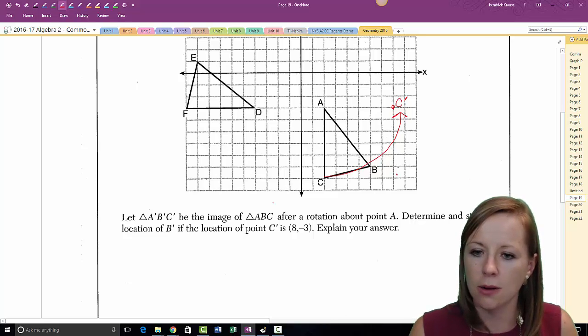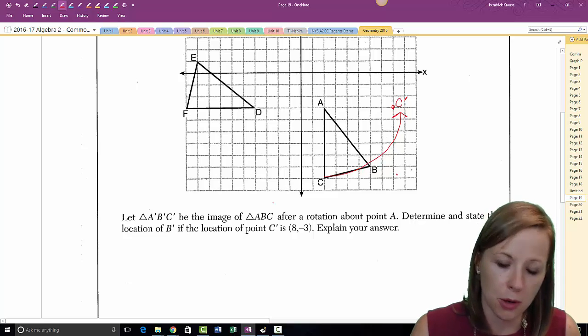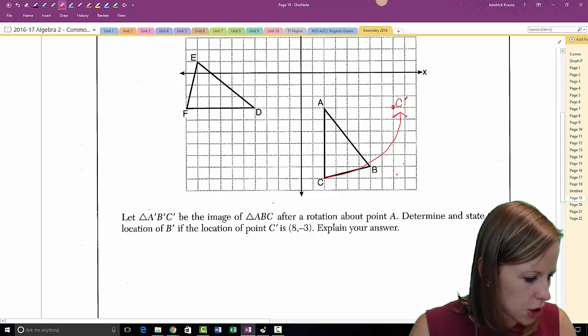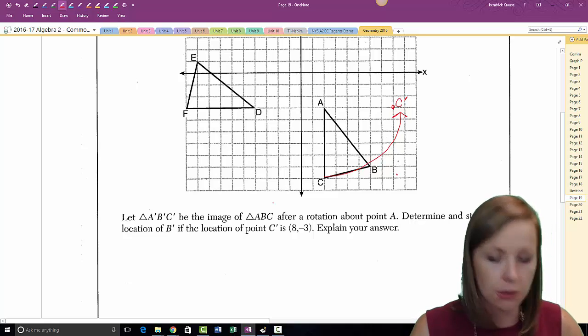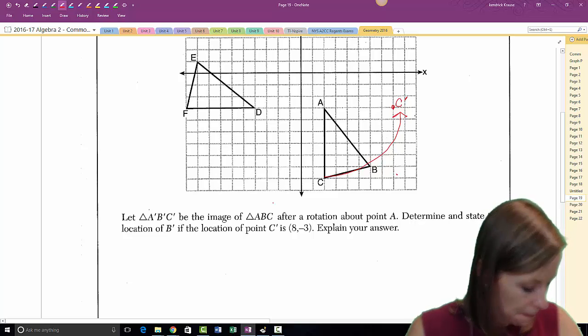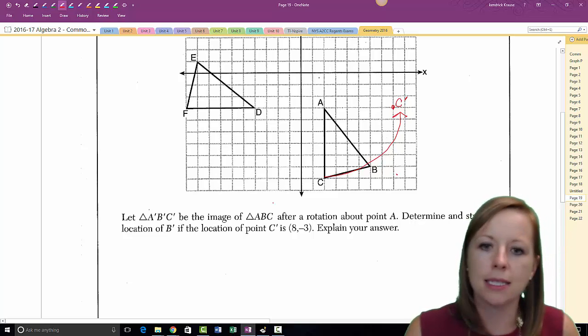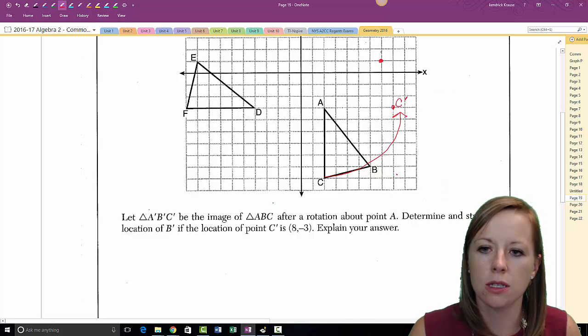So B, if you turned your paper and recorded the coordinates, which I did do at some point, and I don't have it written down, so I apologize, B prime will end up at (7, 1). So 1, 2, 3, 4, 5, 6, 7, 1. B prime.